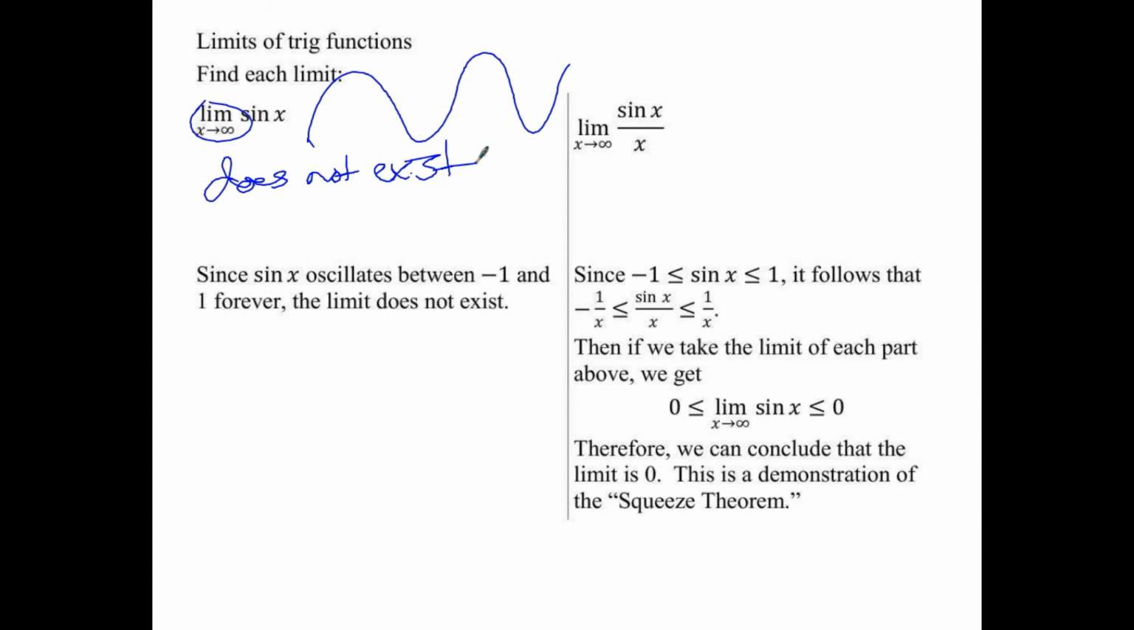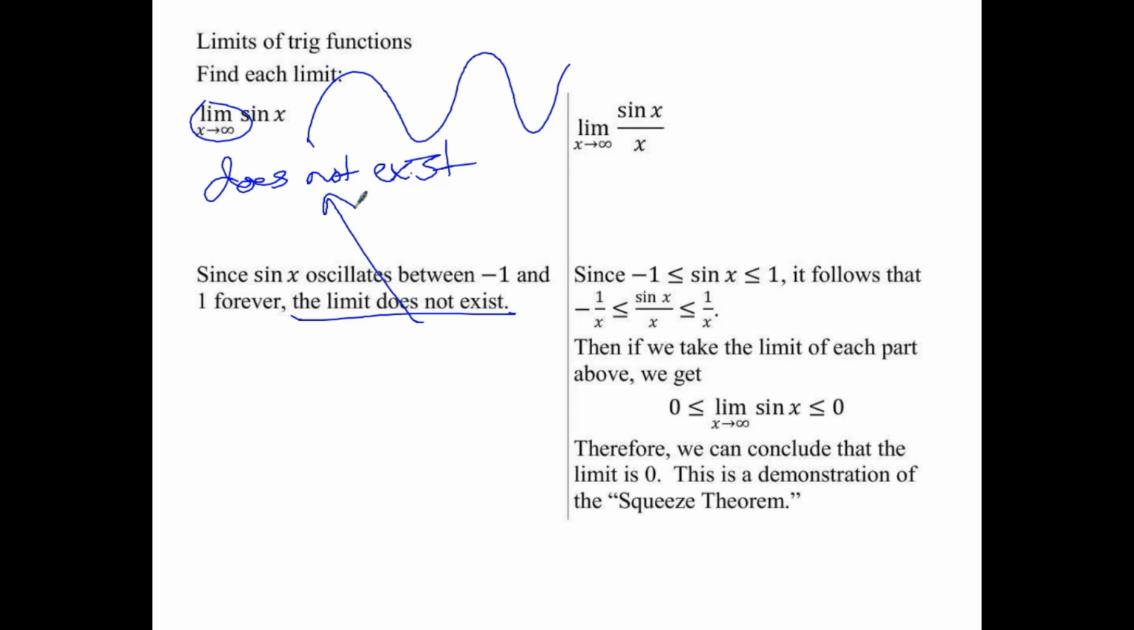Okay, now how about the limit as x approaches infinity of sine x over x? And by the way, the answer to all of my questions was sitting right here. Since sine x oscillates between -1 and 1 forever, the limit does not exist. I thought if I just said it doesn't exist, you'd say, but why? Well, maybe I would. But now I lost interest and I want to move on.